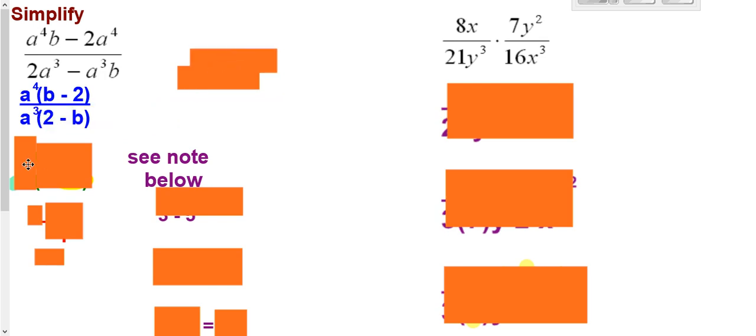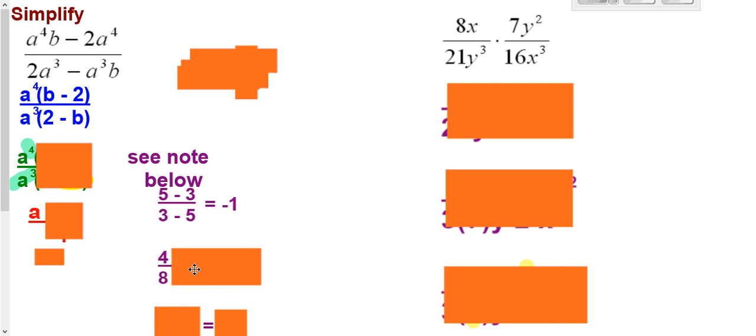So now I can ask myself, which one has more a's, the top or the bottom? And I know I can cross those out because it's a to the fourth times the top, a cubed times the bottom. Well, I can cross them out, and that would leave me with an a to the first on the top. Now, when I look at these, b minus 2 and 2 minus b, they're not the same, but they're similar. Consider 5 minus 3 over, switching them around, 3 minus 5 would give me a 2 over a negative 2. That's a negative 1.